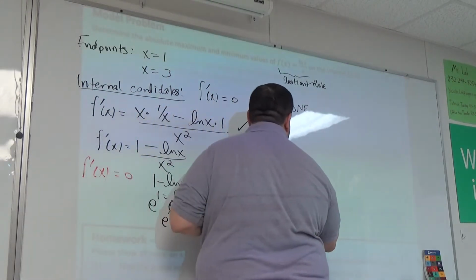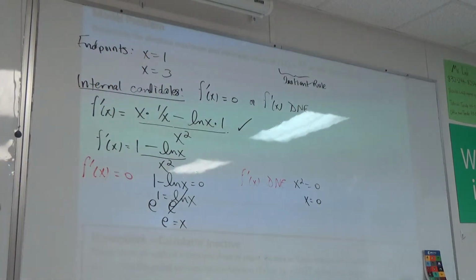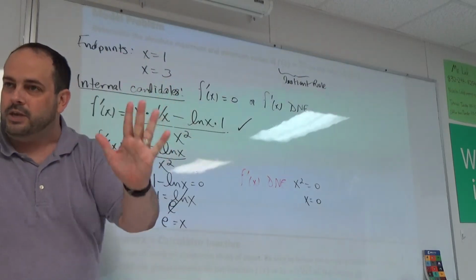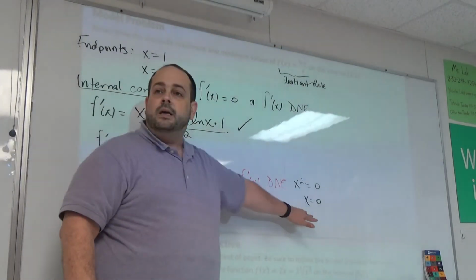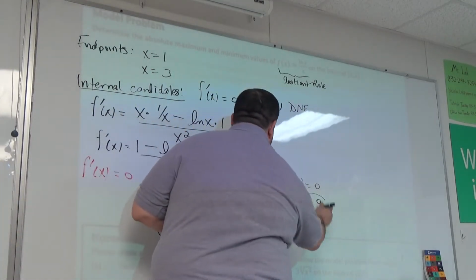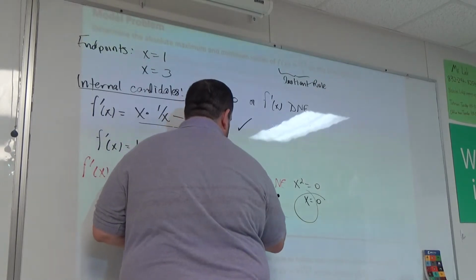It's 0. Yeah, 0. Okay. My internal candidates are 0 and e. These aren't absolute max and absolute min. They're not even necessarily relative max and relative min. They are candidates. I want to use that word carefully because it just means I could have. These guys here are candidates. So not done, but gosh, we're close.